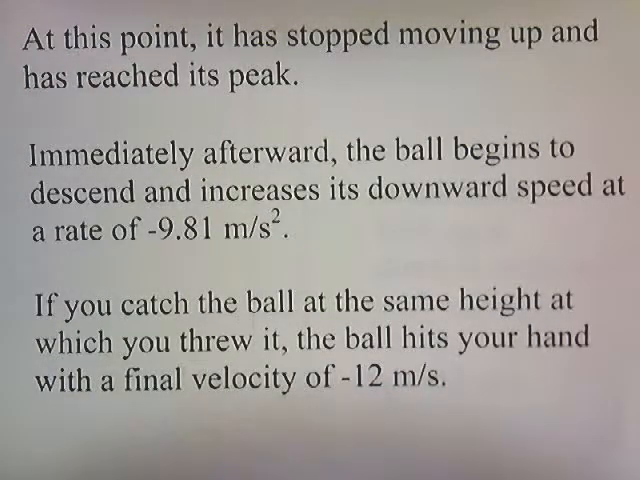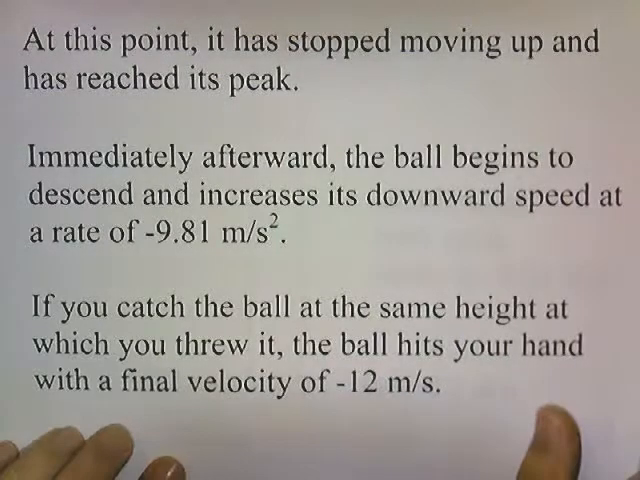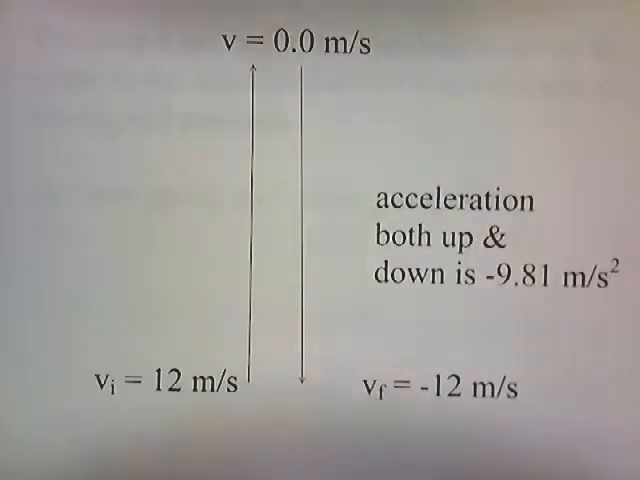Now at this point it's stopped moving up and it's reached its peak. Immediately afterward, the ball begins to descend and increases its downward speed at a rate of negative 9.81 meters per second squared. And if you catch the ball at the same height at which you threw it, the ball hits your hand with a final velocity of negative 12 meters per second. So here's a picture describing all that's going on.